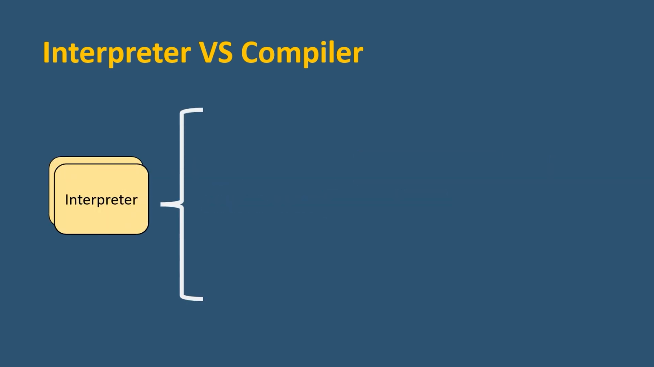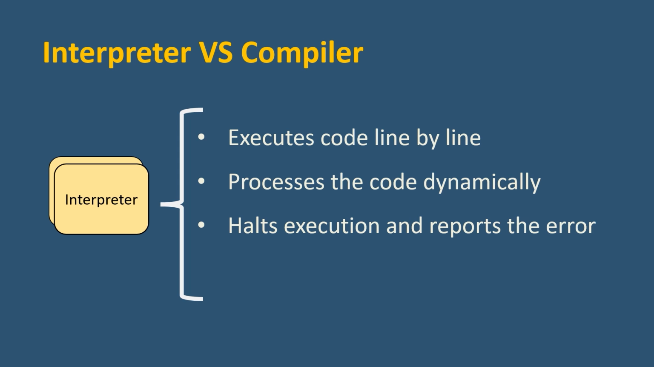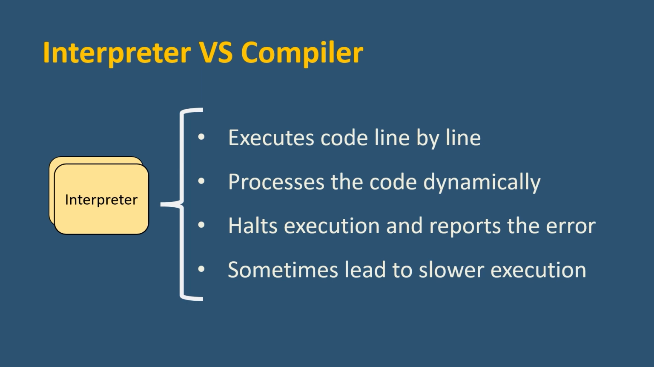As mentioned earlier, the interpreter executes code line by line, translating each line into machine code and executing it immediately. This means that the interpreter processes the code dynamically at runtime. If there's an error in a particular line, the interpreter halts execution and reports the error, making debugging easier. However, this dynamic nature can sometimes lead to slower execution compared to compiled languages.